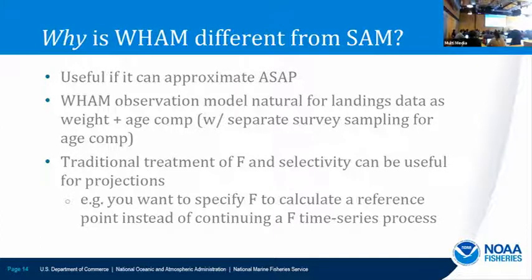This is straight from Tim. Why is WHAM done this way, differently from SAM? The main motivation, like I've said a couple times, is that it's useful if it can approximate ASAP, which is our current model. And then the WHAM observation model for catch or landings data is natural if you have weights and age compositions. That's what you're directly measuring. And how F and selectivity are treated can be useful for projections. I think Anders touched on this briefly, but if you don't want to just project forward a random walk on F in the future, it might be useful to say F is something specified. And if you're calculating reference points that depend on F, you may want to specify an F that is actually applied to the population to calculate a reference point. So that's another reason why we've done this.